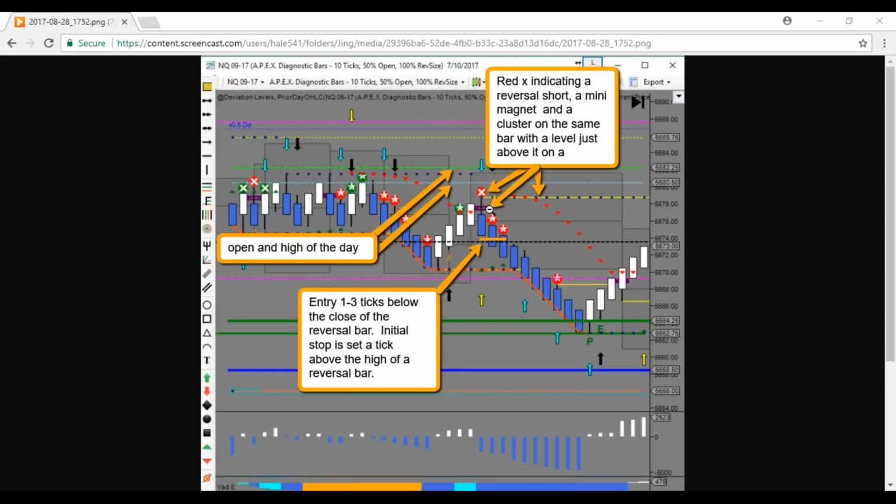Okay. What do we also have? Is that yellow? Got a mini magnet. So the bar closes. Our entry is 1 to 3 ticks below the low of the bar, and we're going short. See that? That's a Power X because it's a reversal bar.